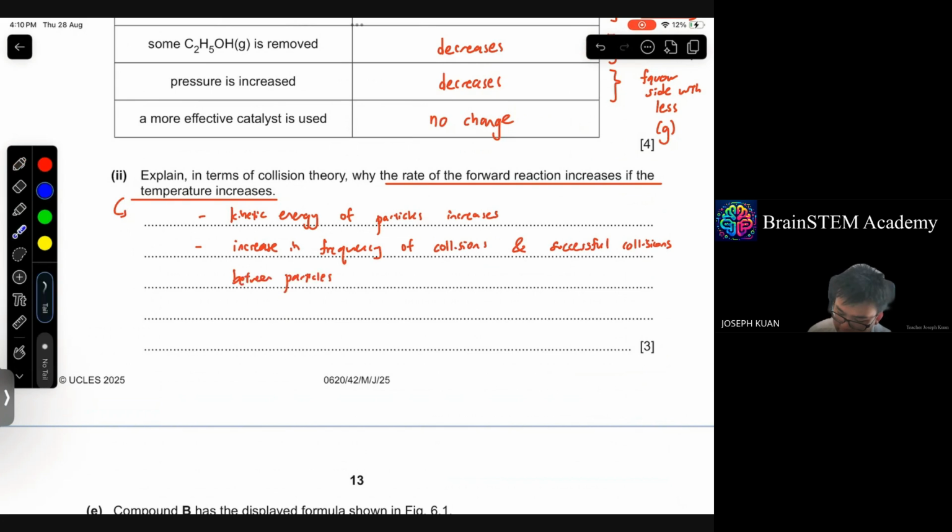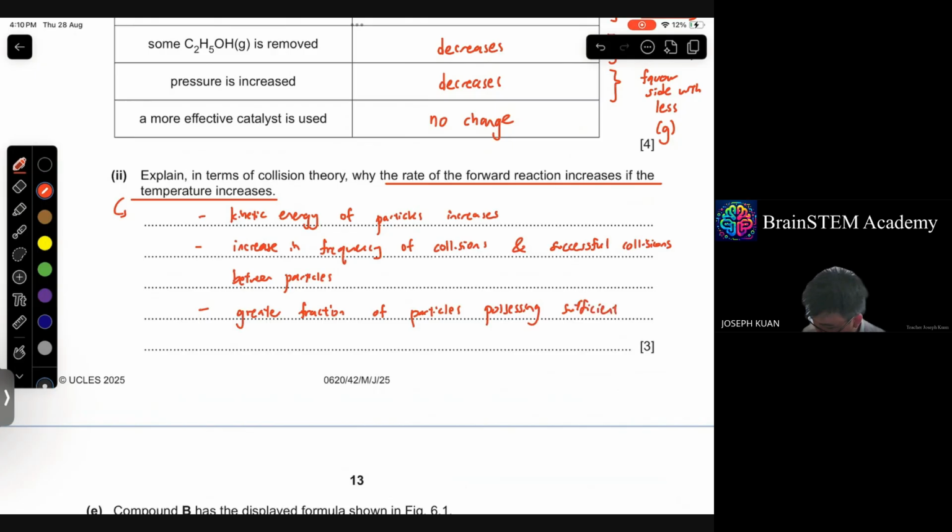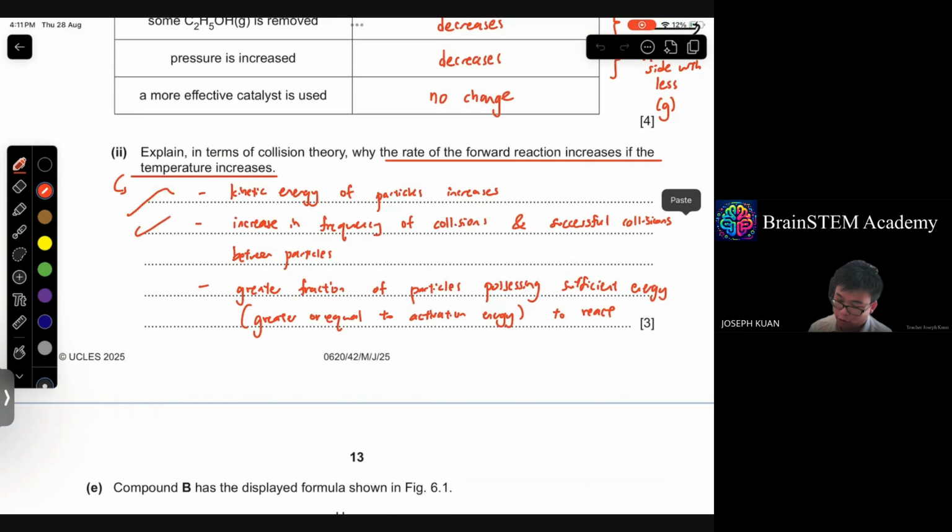Simultaneously, because particles have now more energy, there will be a greater fraction of particles possessing sufficient energy. And what does it mean by sufficient energy? Greater or equal to activation energy, to react. So these 3 individually, they contribute to 1 point each.